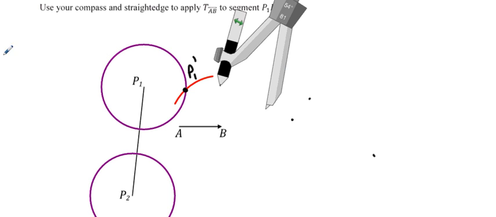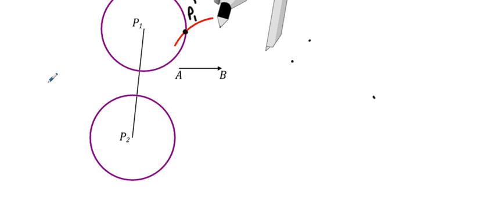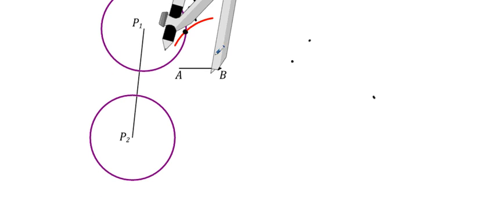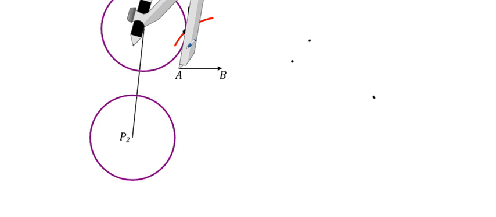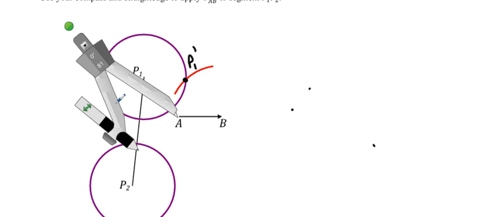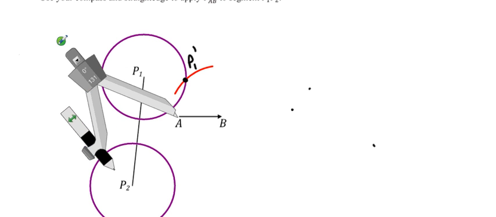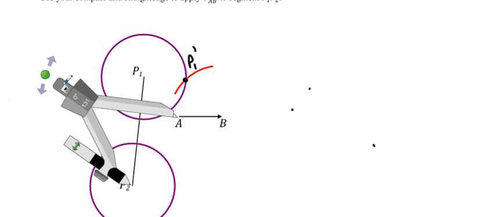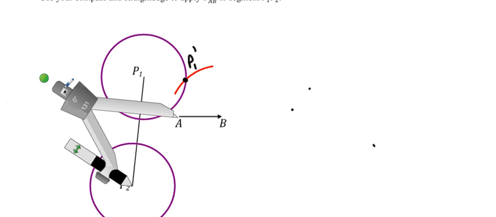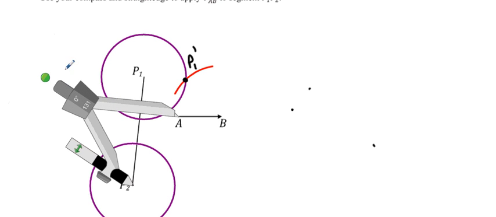And then I'm simply going to do exactly the same thing for P2. I'm going to measure the distance from point A to endpoint P2. And I'm going to keep in mind that parallel lines are going to be equidistant everywhere. So there's the distance that I want.